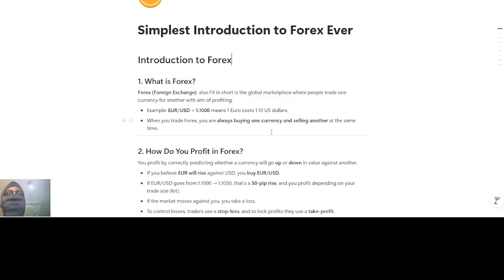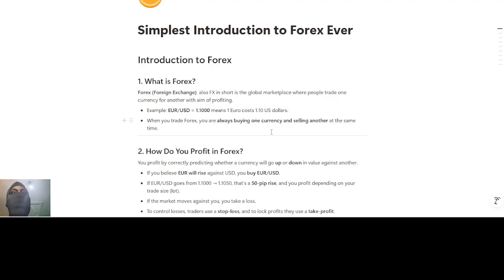So what is Forex? Forex is basically foreign exchange. In short, it's the global marketplace where people trade one currency for another, with the aim of profiting. Nobody trades Forex just for the sake of trading Forex. They actually trade Forex to profit. That's what most people do.